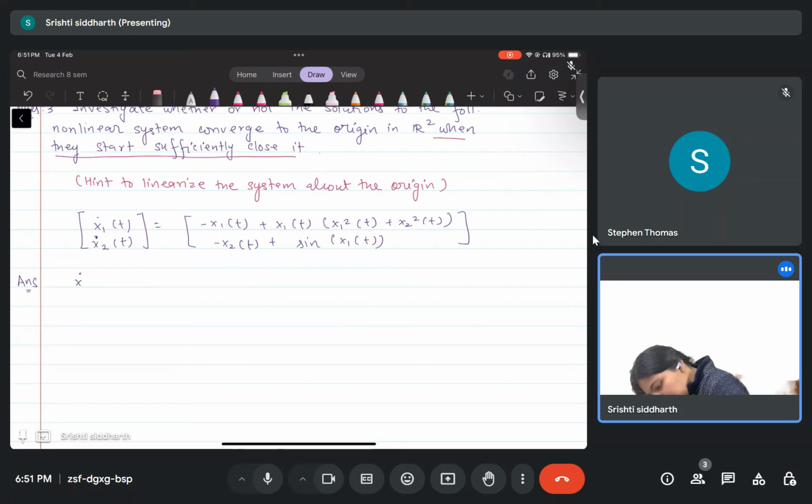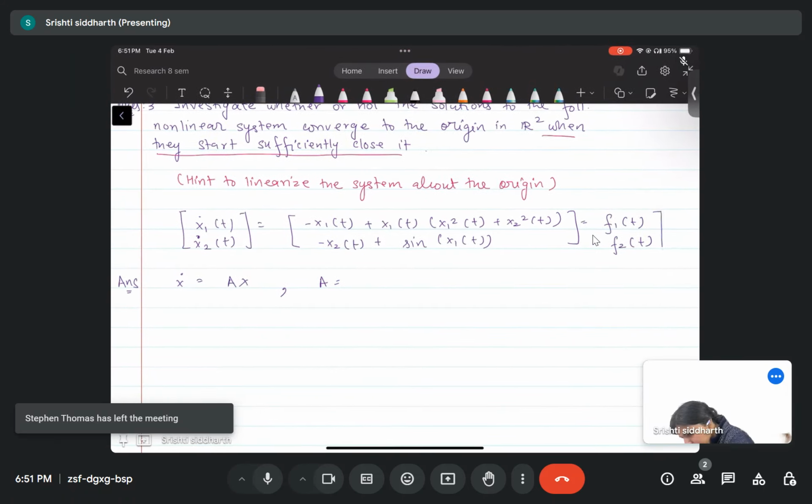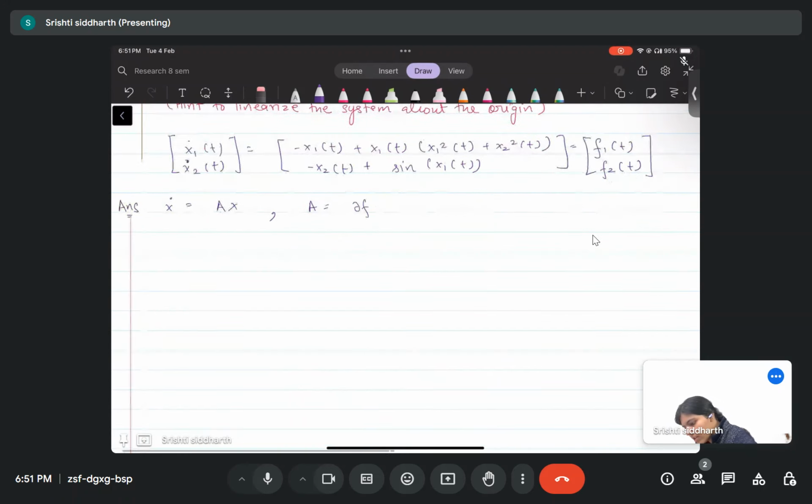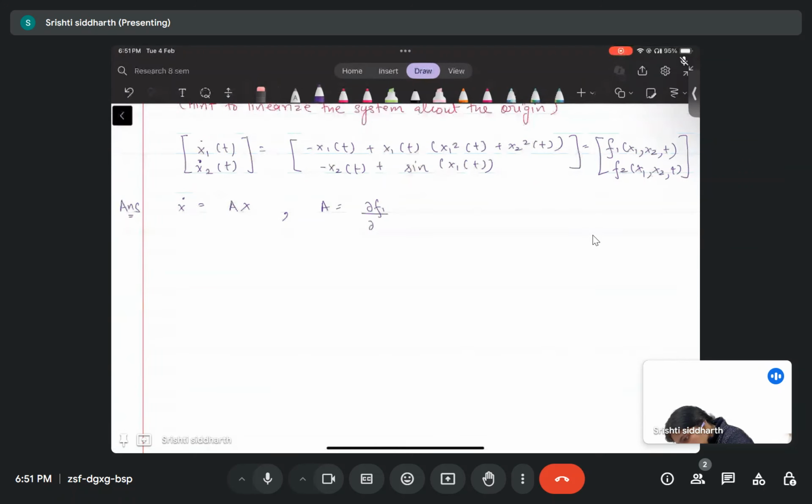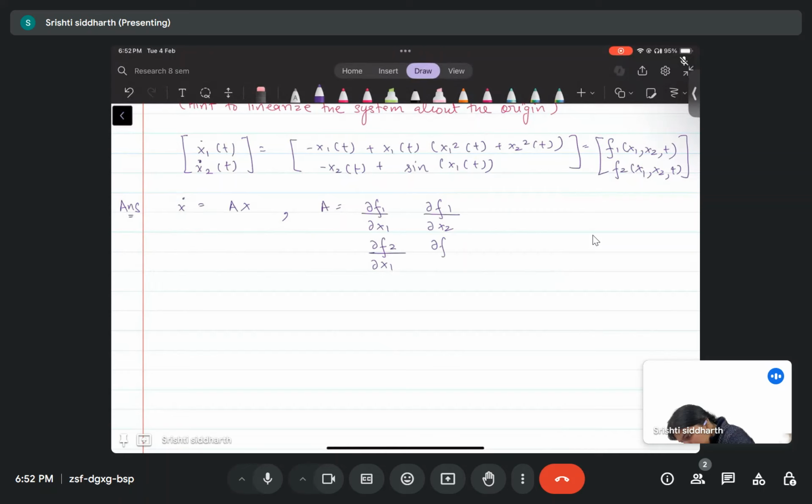We want to convert this to a system like this, where the matrix A is actually the Jacobian. So let's say this can be written as f1 of t, f2 of t. These are actually functions of the states, so let's say x1, x2. This becomes del f1 by del x1, del f1 by del x2, again del f2 by del x1, and del f2 by del x2.